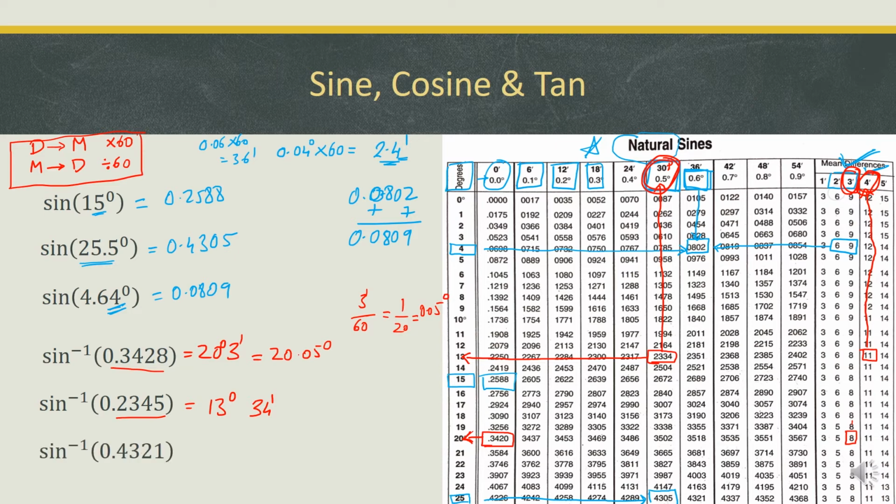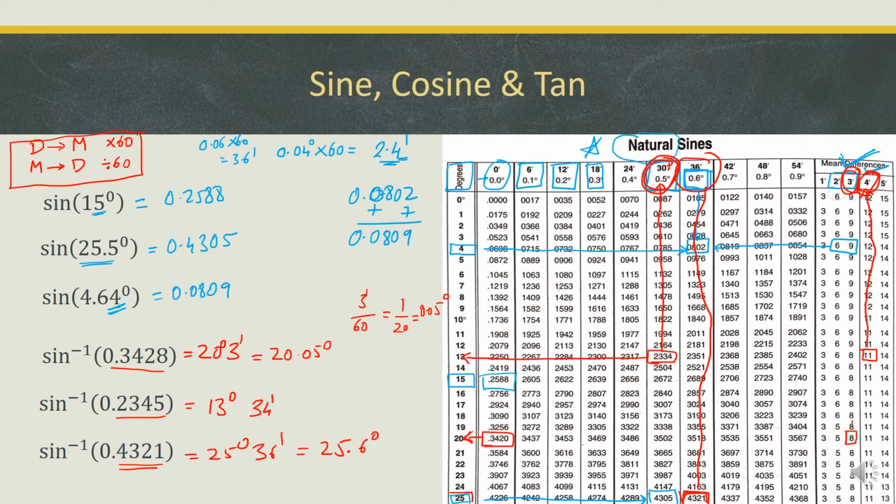Next, 0.4321. Now let us try and find out 0.4321. Okay, fortunately we got it directly over here in the last row. So what is the degree over here? 25. So we got 25 degree. What is the column? Column is 36 minutes. So you got 36 minutes, or you also have degree converted over here. So you can write it as 20.6 degree.